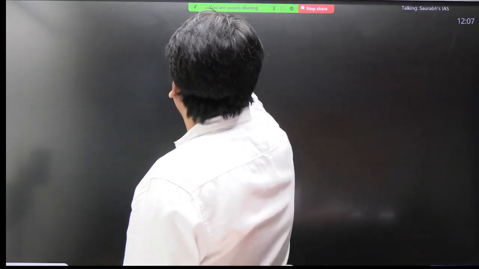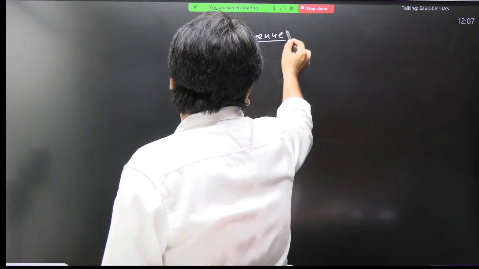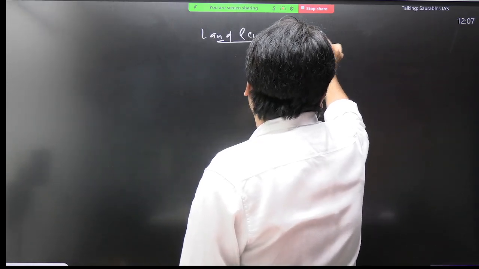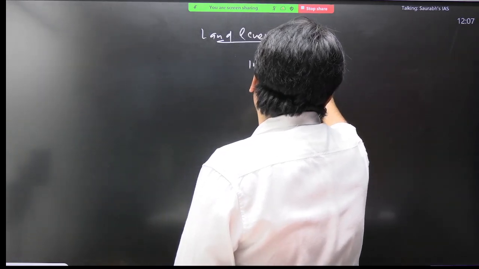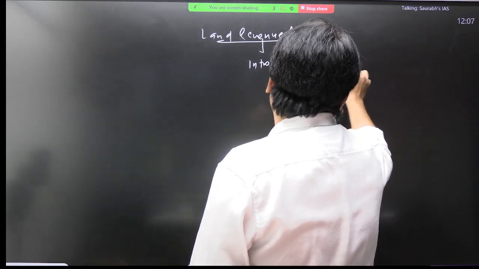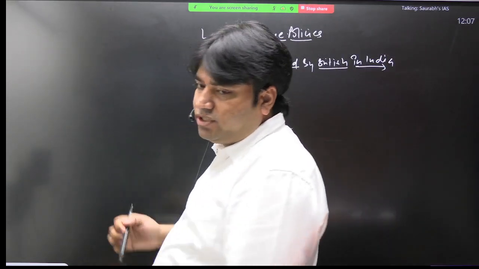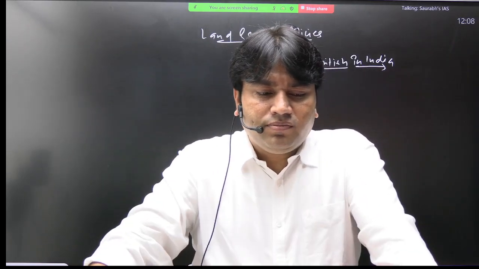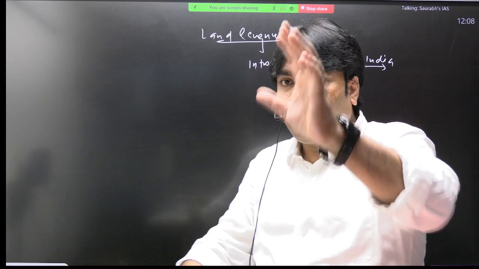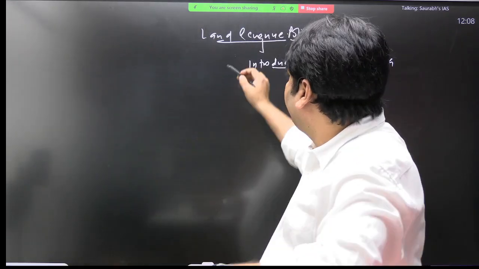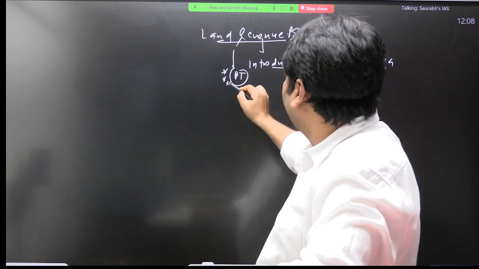What is the second? Write this: land revenue policies that were introduced by the British in India. This we need to discuss. So look, there are so many topics here that are important for prelims. What I am going to discuss with you is one of the most important topics for your prelims exam.